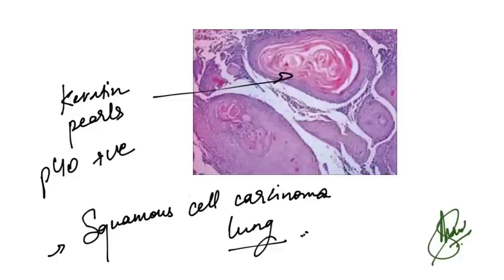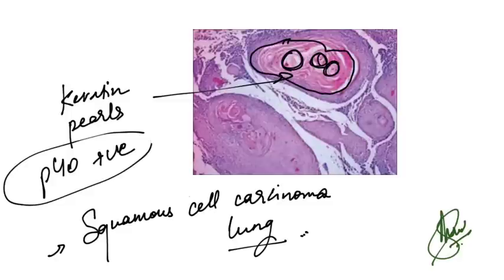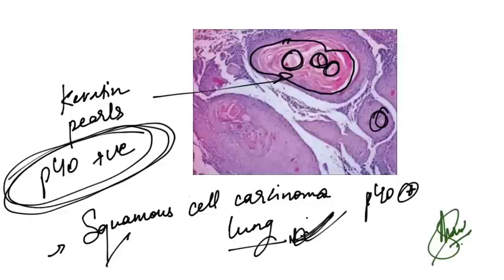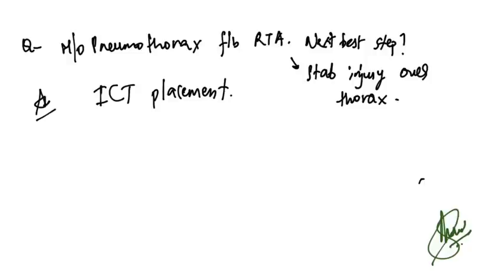Now, this was a histopathological image, in which you can clearly see these structures. These are the keratin pearls, and also P40 is positive. So this is significant for the diagnosis. The answer is squamous cell carcinoma of lung, in which P40 is positive, and on the histopathological image keratin pearls are present.